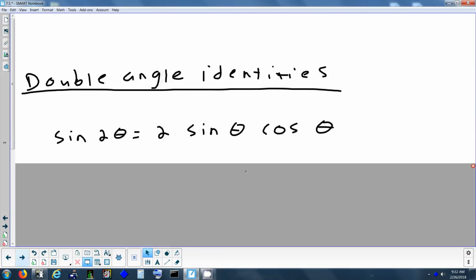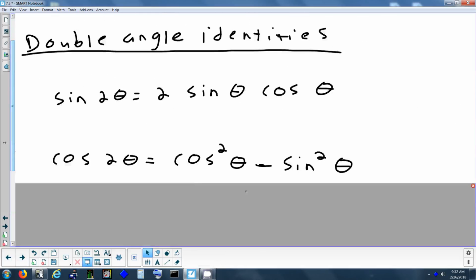So a double angle identity is a formula that gets rid of a number that's in front of the argument. For the sine, there's generally one that they use, and that's it. For cosine, there's a couple. That's the first one. If you can just remember that one, you can figure out all the other ones.